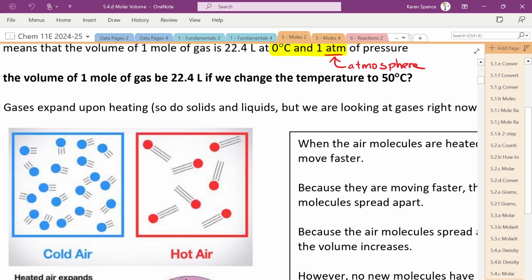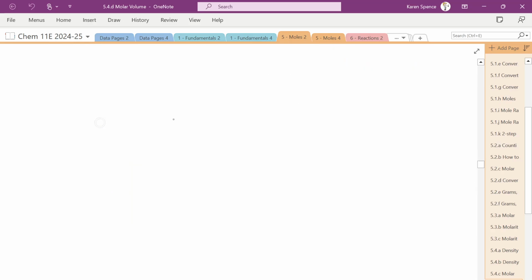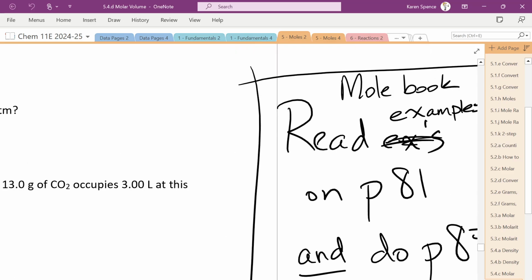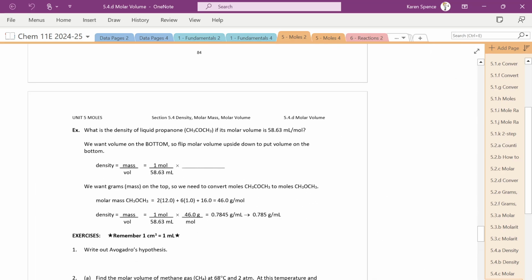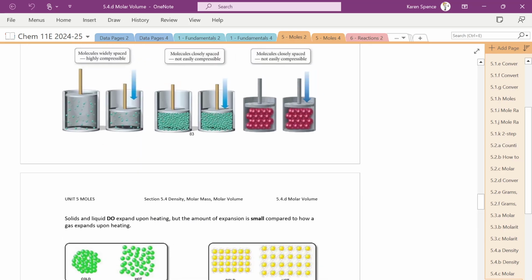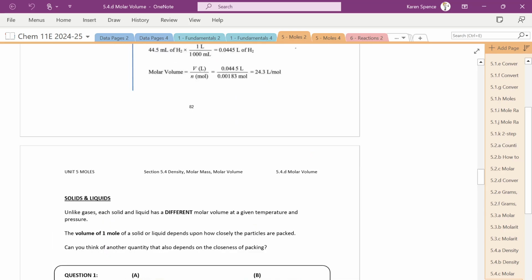What is going to happen to the density as we heat it? What's going to happen to the density as we heat it? Tell your partner. What do you think?